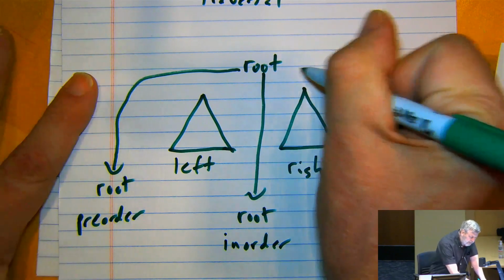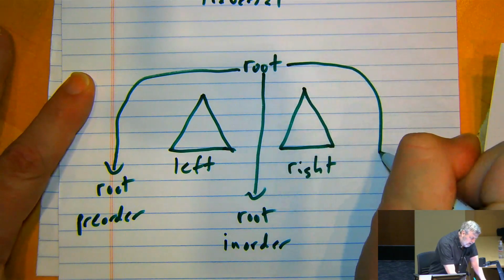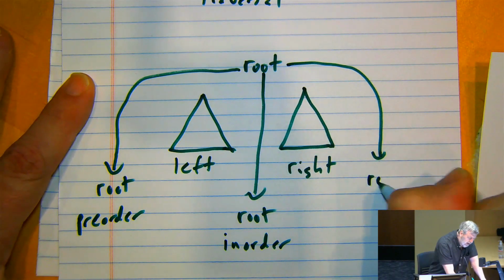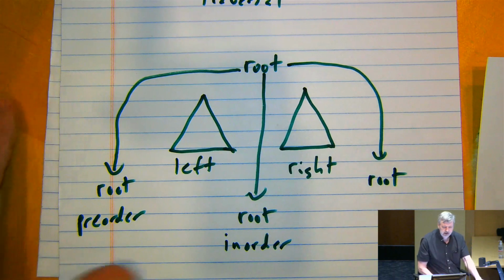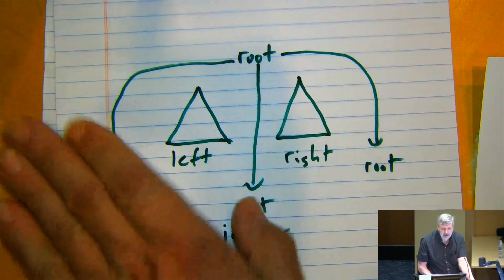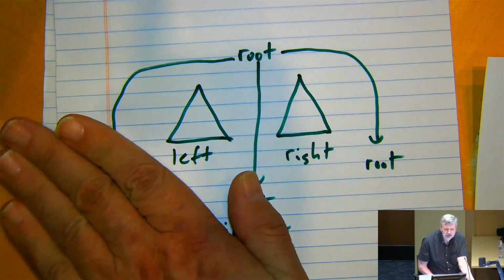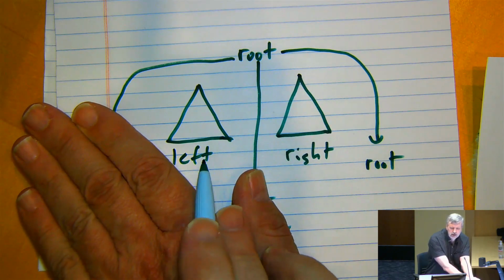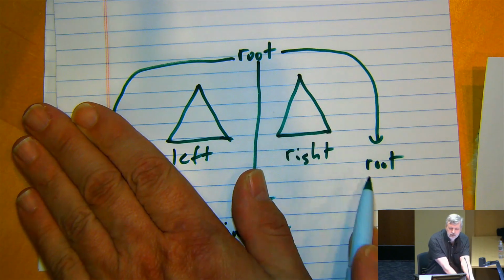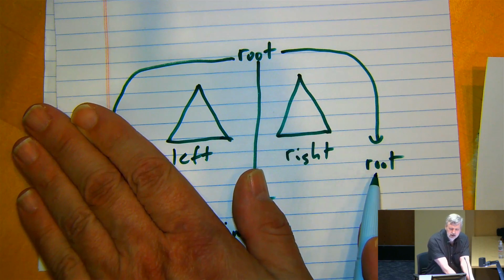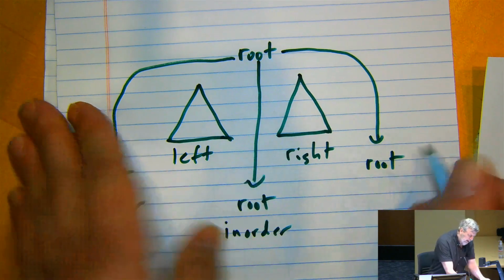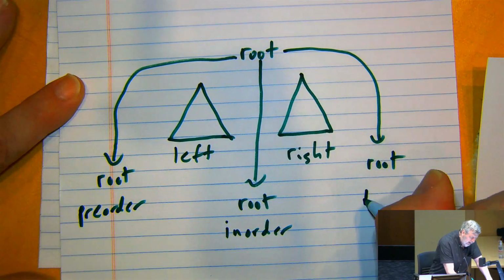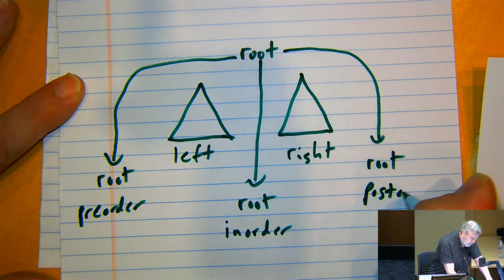And then the final possibility, I'm sure you can see, is that we could process the root after we process the left and right subtrees. So let me see if I can kind of cover up the correct things. So we could do it in this way, where we do the left-hand subtree first, then we do the right-hand subtree, and then the root is the last thing that we end up doing: left, right, root. So that's another possibility, and that's referred to as a postorder traversal.